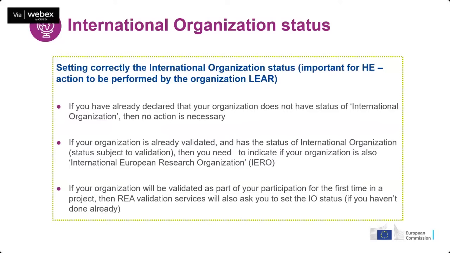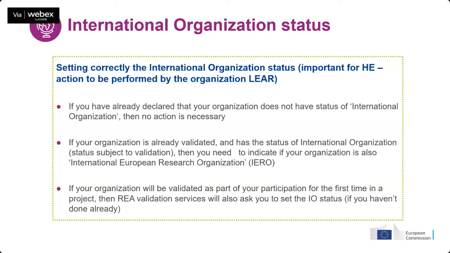So you need to set up, again, the leader has to always set up a value. If you are an international organization, you will be subject to validation. Of course, international organization doesn't mean that you have different branches, but you need to be an organization with governmental representatives from member states or other countries. This is a status that is being validated, of course, if you declare that you are.